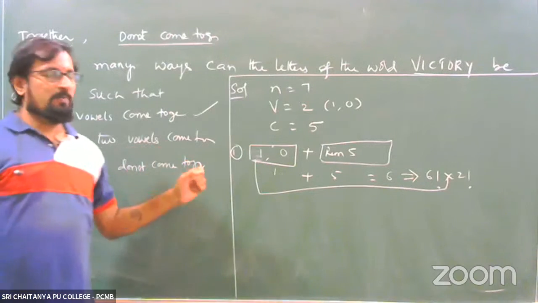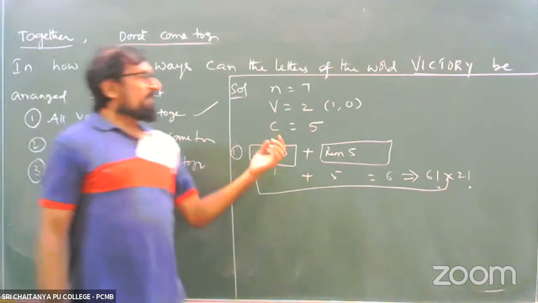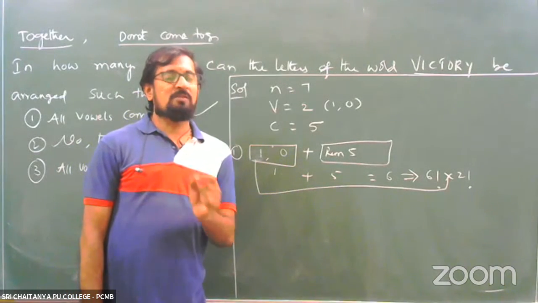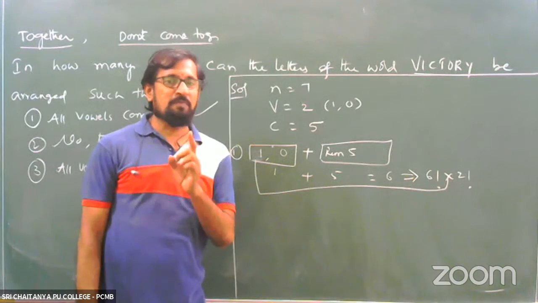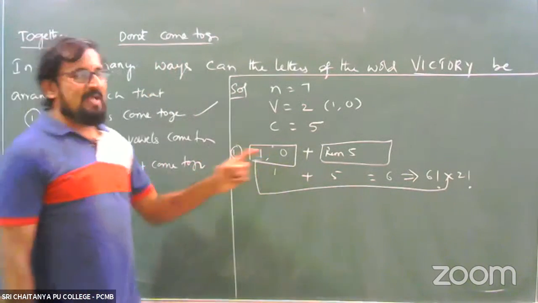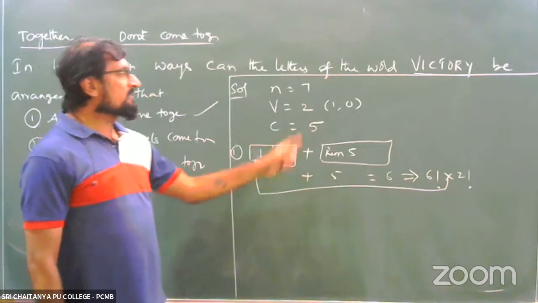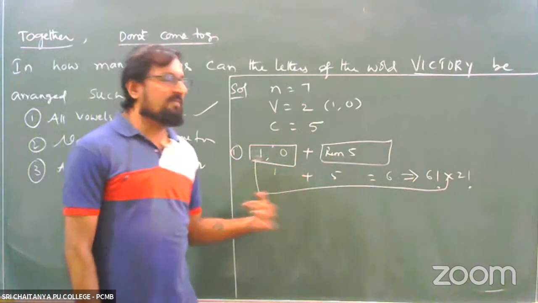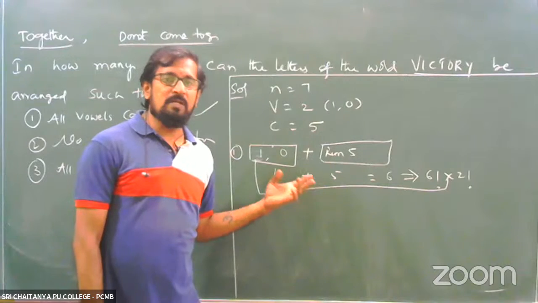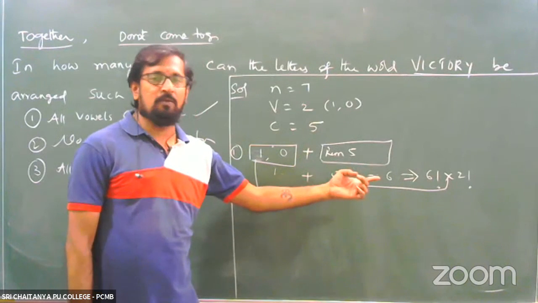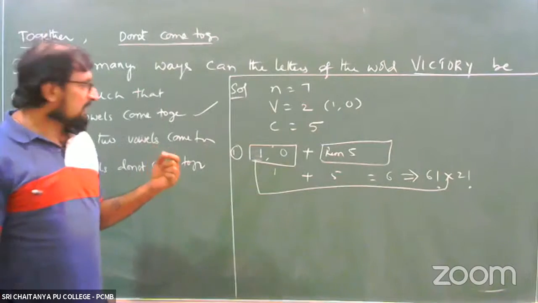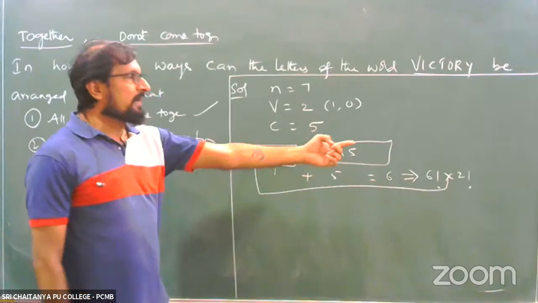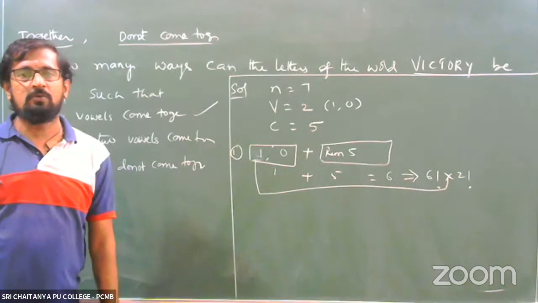I repeat this problem again. Whenever you want to make one quantity to be together, you just consider that entire quantity as one unit. Here, two vowels as one unit, plus remaining 5 consonants as 5 units. Therefore, 1 plus 5 is equal to 6 units. 6 units can be arranged among themselves in 6 factorial ways. After that, you can arrange these two vowels in 2 factorial ways. So 6 factorial into 2 factorial.